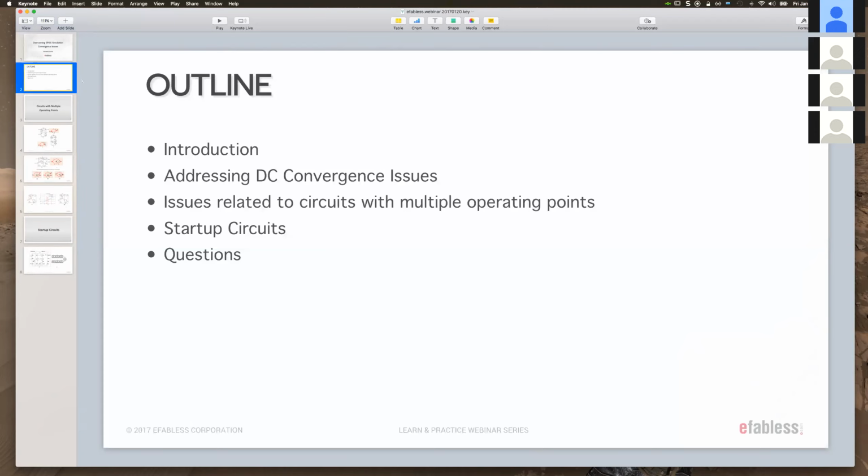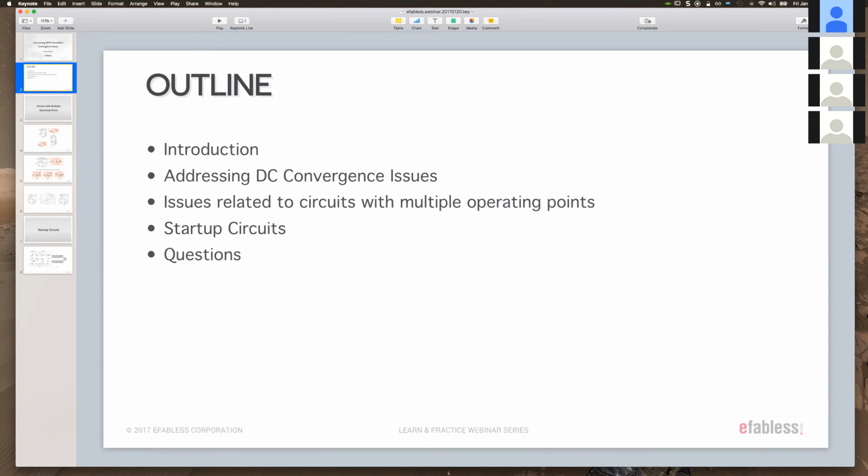So the general outline is I'm going to talk about it in general, and then talk specifically about SPICE, the DC convergence issues, and then we'll extend that to the multiple operating point circuits and the startup circuits. Now, I will touch on every one of them very quickly without going into a very deep design thesis, mostly knowing that there is an issue and the methodology to assess it and assess the impact on the circuit.